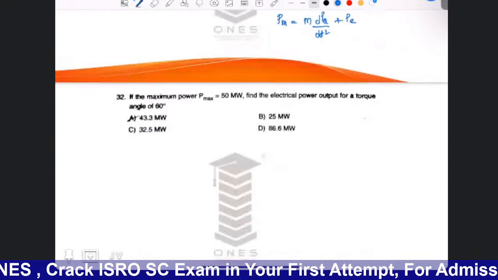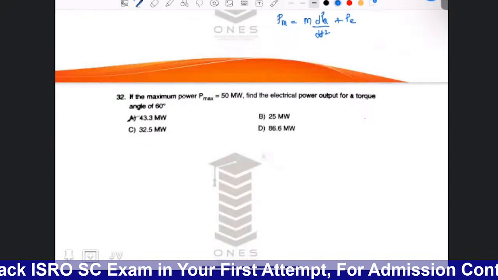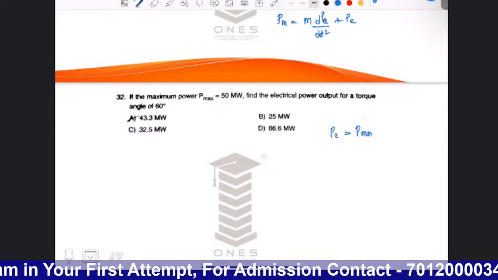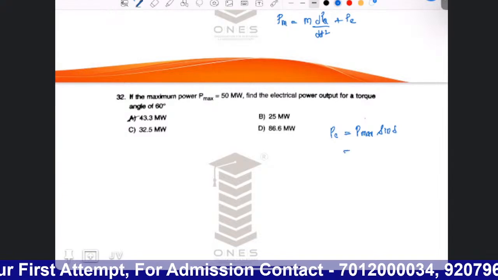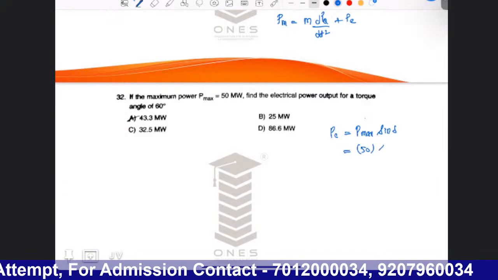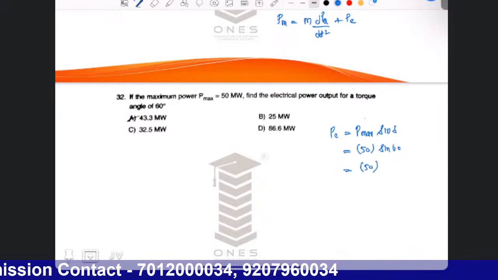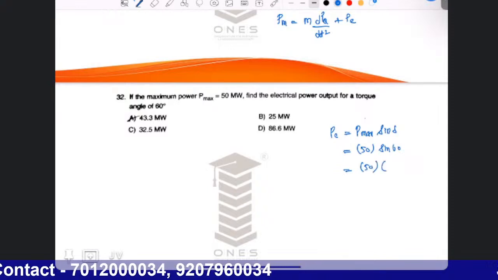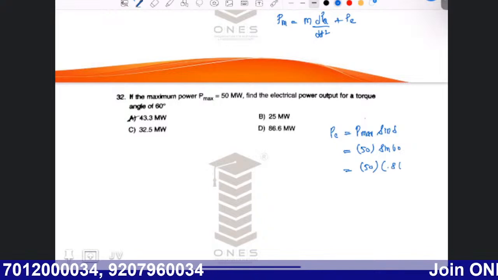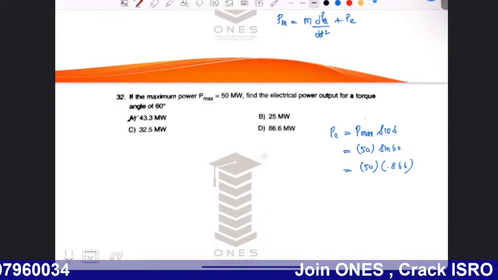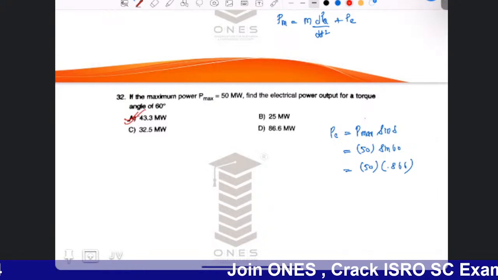Question number 32. If the maximum power is 50 megawatt, then electrical power. And then electrical power P is what? P max into sine delta. So P max is 50 sine 60. Sine 60 is root 3 by 2 or 0.866. So either solve which either you will get around what? 43.3 megawatt.